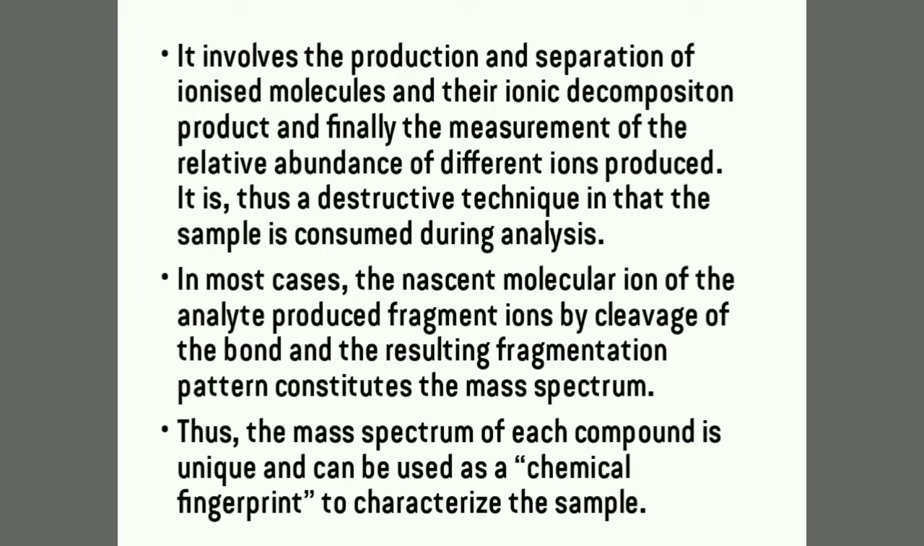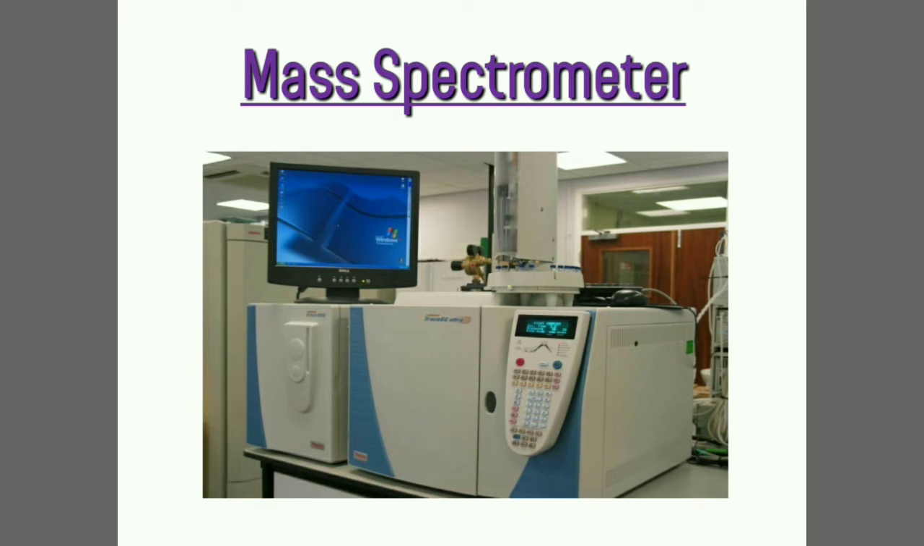In most cases, the nascent molecular ions of the analyte produce fragment ions by the cleavage of bonds, and the resulting fragmentation pattern constitutes the mass spectrum. Thus, the mass spectrum of each compound is unique and can be used as a chemical fingerprint to characterize the sample. This is the mass spectrometer. This is an electronic device.